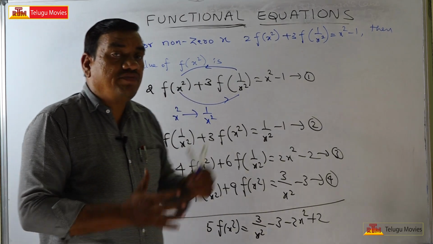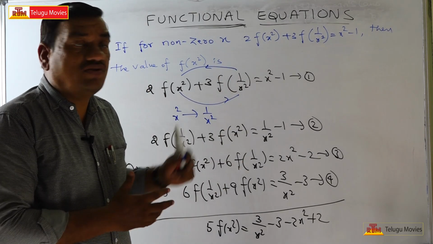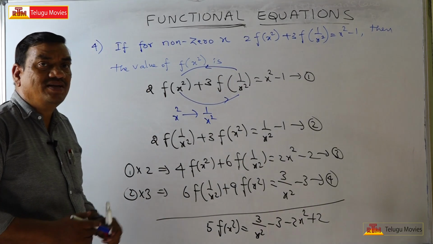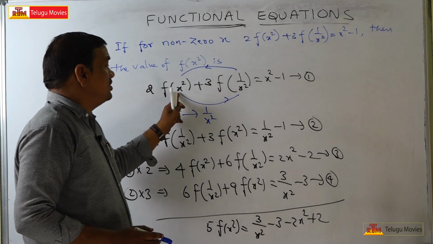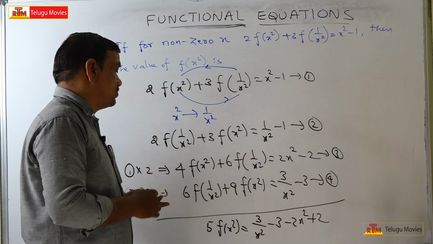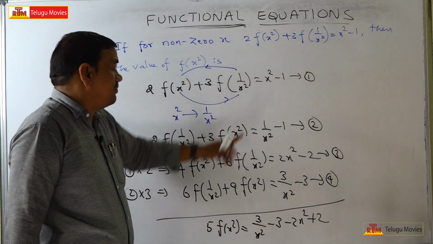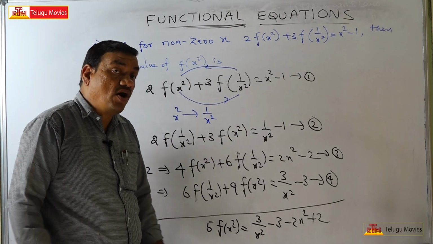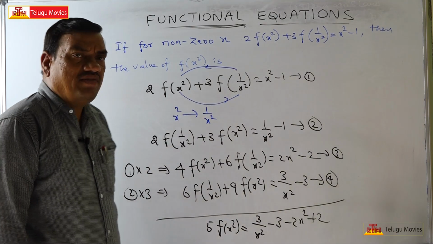Just yesterday I gave some 5 or 6 formulas. From those formulas you cannot solve these problems. Just by observation, in place of x square, 1 by x square should come, and in place of 1 by x square, x square should come, so that f of 1 by x gets cancelled and we get f of x square. Okay? It's a very, very nice problem.